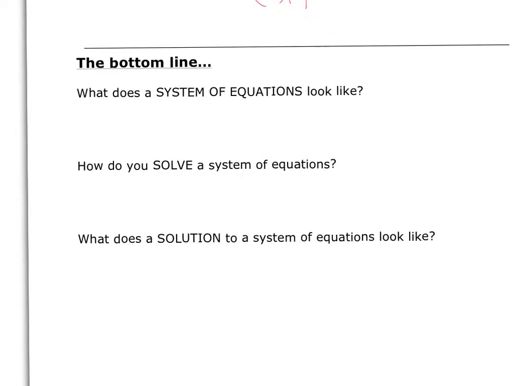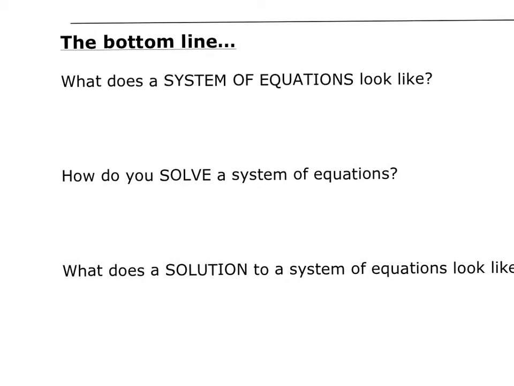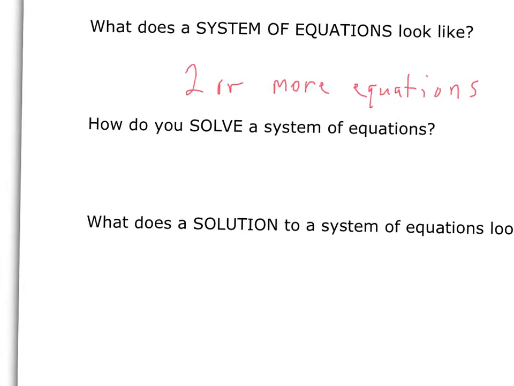Okay, so the bottom line, what are we talking about? What does a system of equations look like? Well, you're going to be looking at 2 or more equations. Now it says 2 or more. You will always deal with 2. You will never do more than that, just 2 for you, so don't worry about that.